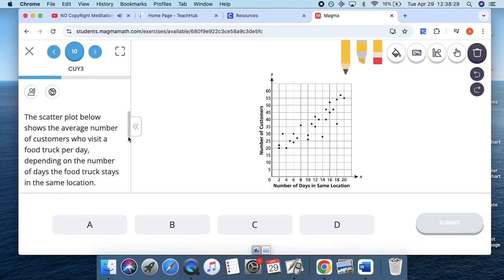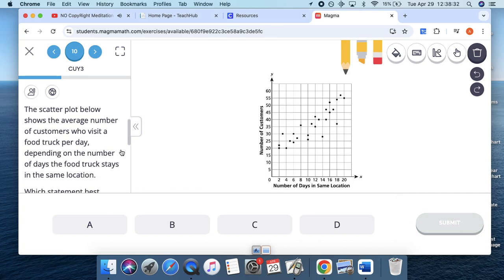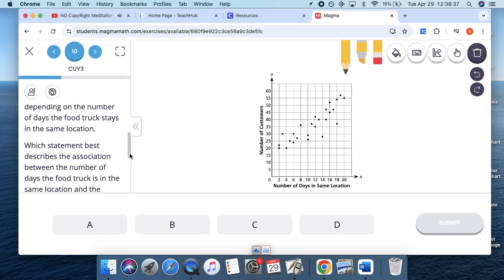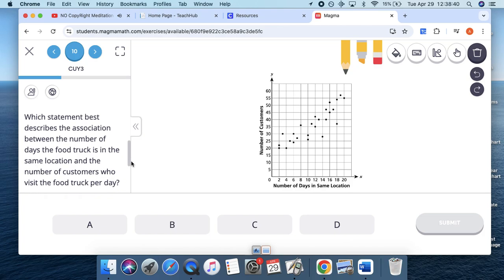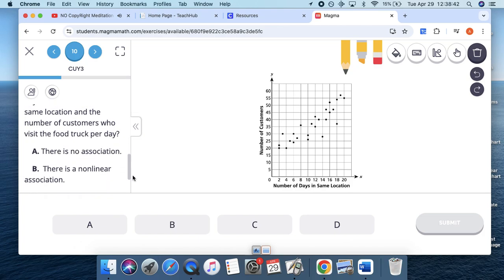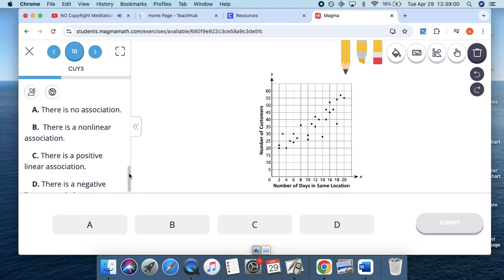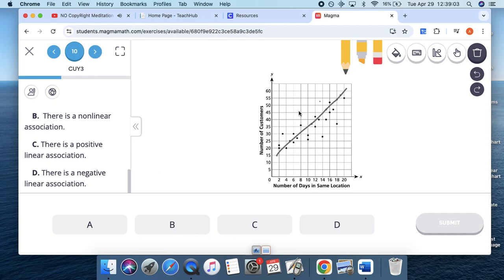The scatter plot below shows the average number of customers who visit a food truck. Which statement best describes the association between the number of days and customers? It looks like the longer the food truck stays in one spot, the more customers. Why? Because they're used to that spot and know he's going to be there all the time. If you keep moving around, you might lose customers because they don't know where you are. So this is definitely a positive, linear association.